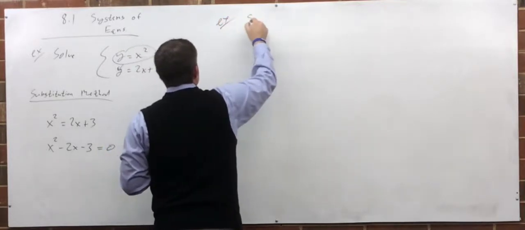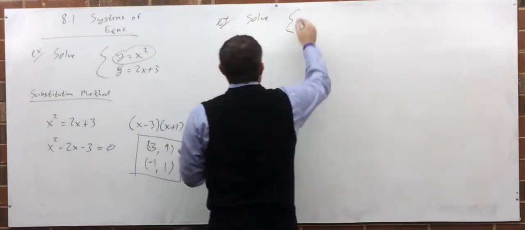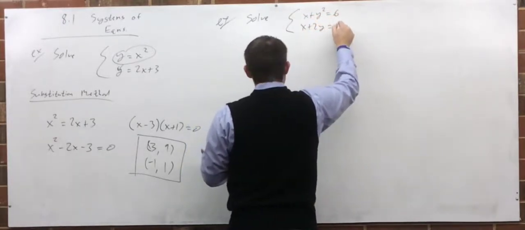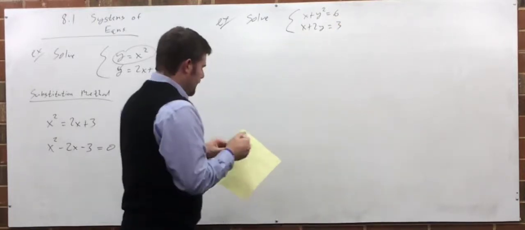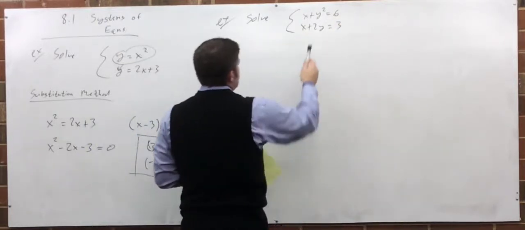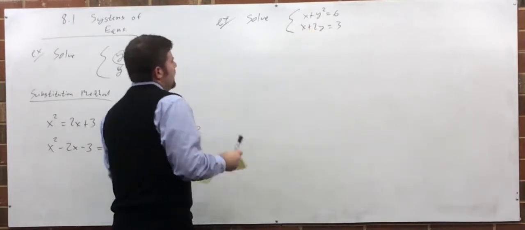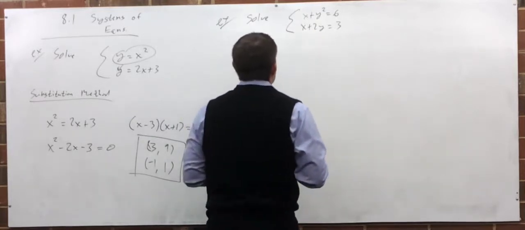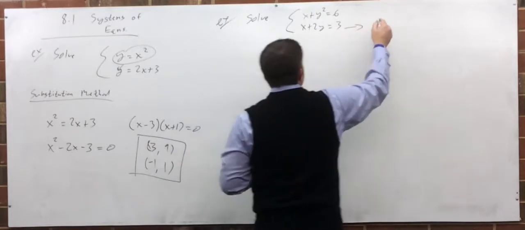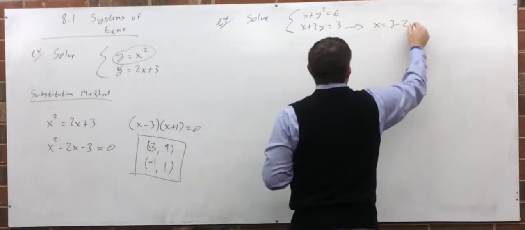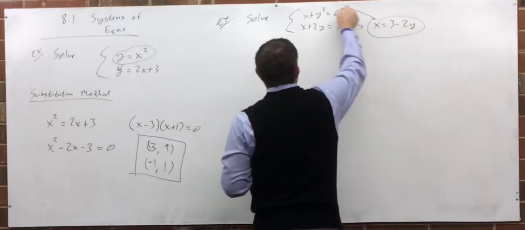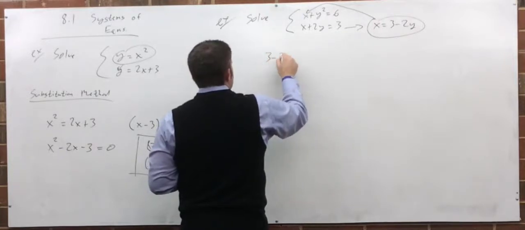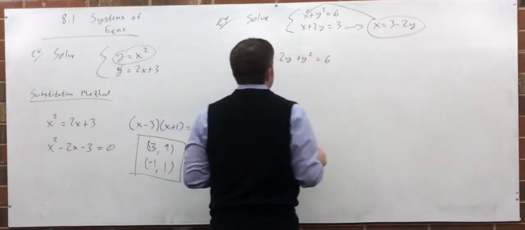So we want to solve the system x plus y squared equals 6 and x plus 2y equals 3. Recognize that with the substitution method, I could solve for x or y. But in this situation, I claim it's going to be easier to solve for x. We'll solve this one for x. So solving here for x gives me x equals 3 minus 2y. And then we'll take this and plug it back into this equation here. So what that gives us is 3 minus 2y plus y squared equals 6.